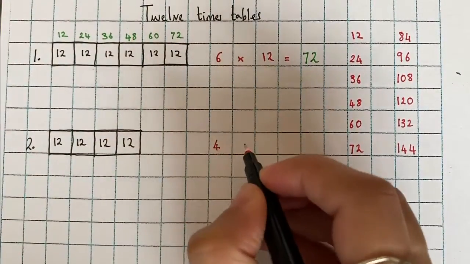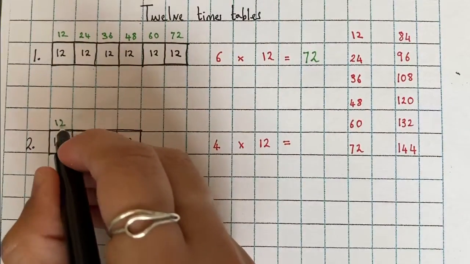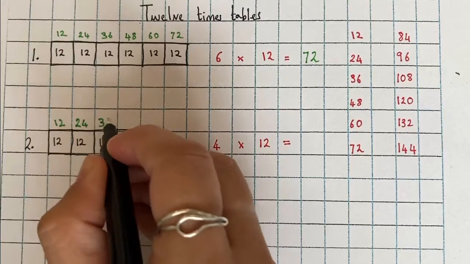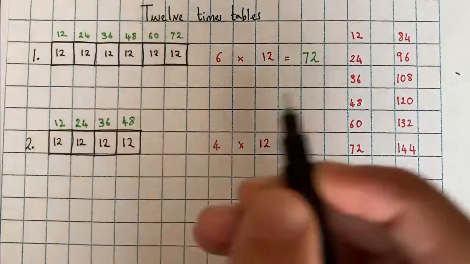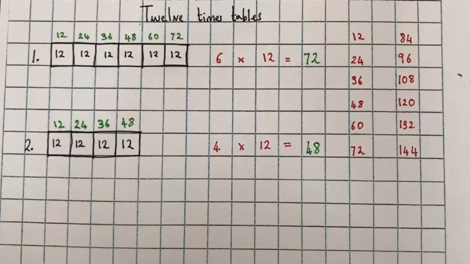Again, here I've got 4 12s, which is 4 times 12. And now let's count the 12s. 1 12 is 12, 2 12s are 24, 3 12s are 36, and 4 12s are 48. So 4 times 12 equals 48.